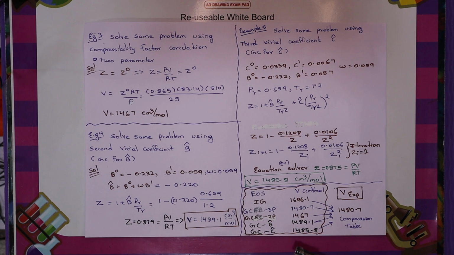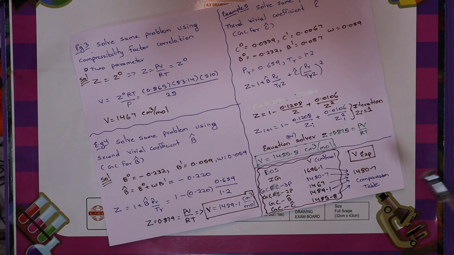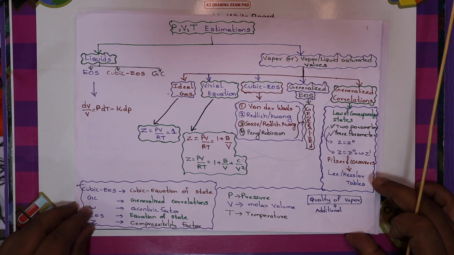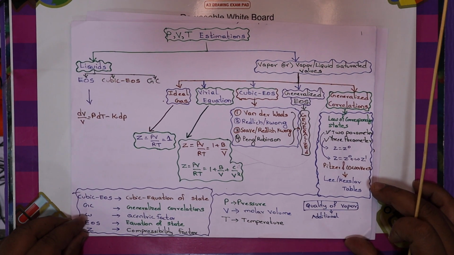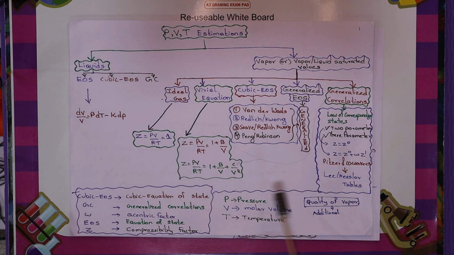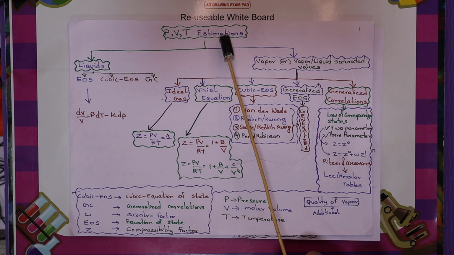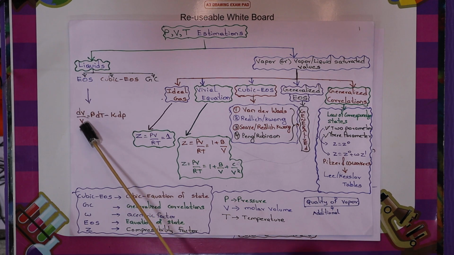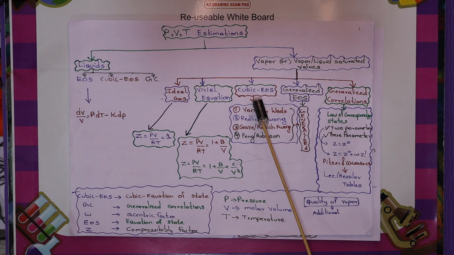I hope now you have understood. We have gone to the end of the chapter. There is one more small module left. So let me give a summary. Now we have covered almost all the aspects here. One is PVT estimations of liquids. We have used this particular equation of state to estimate the volumes, and we have covered, in the cubic equations of state chapter, how to estimate vapor volumes as well as liquid volumes.